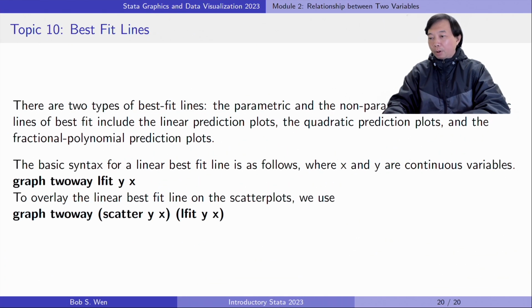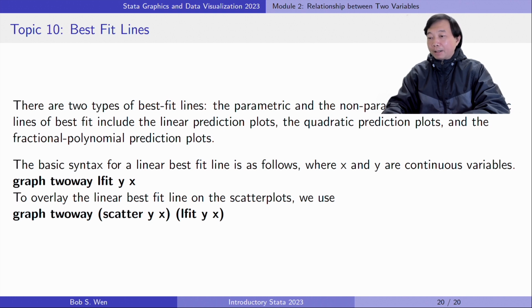There are two types of best fit lines, the parametric and the non-parametric. The parametric lines of best fit include the linear prediction plots, the quadratic prediction plots, and the fractional polynomial prediction plots. The simplest one is the linear best fit lines, which are the linear prediction plots from a linear OLS regression of y on x.